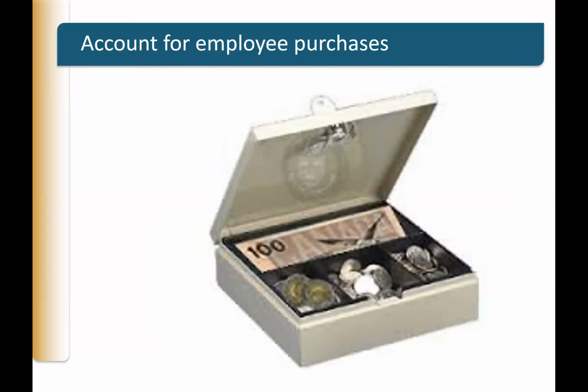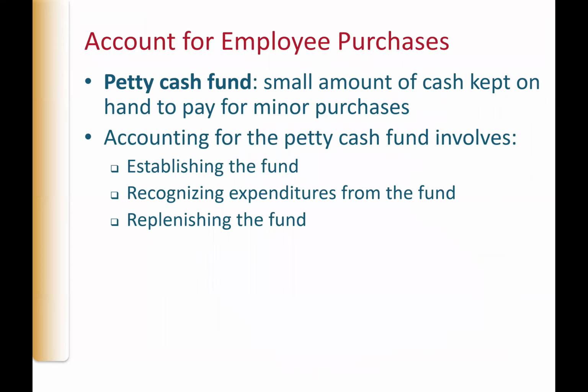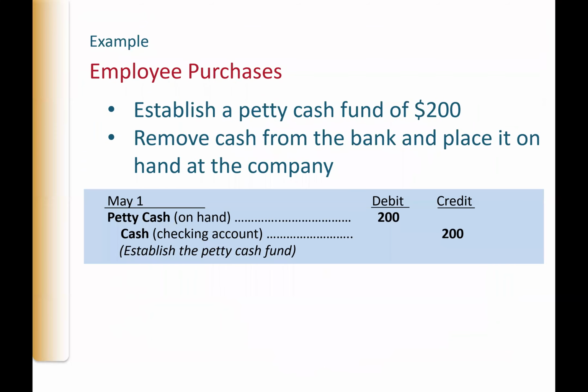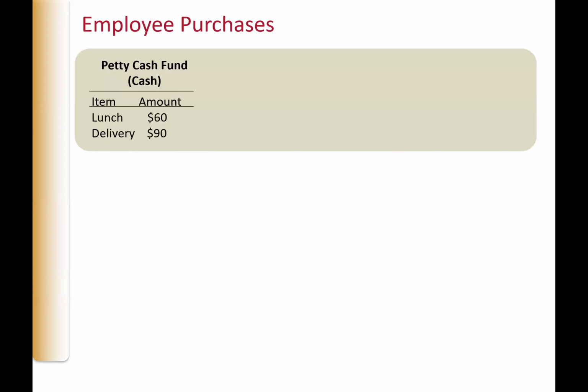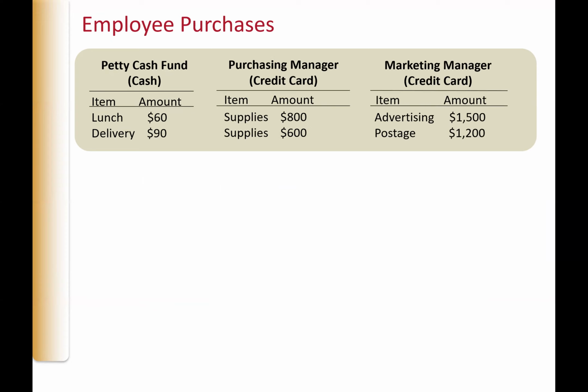oftentimes companies keep a petty cash for small purchases. So basically, in the accounting for it, we establish it initially and then we replenish it. To establish a petty cash fund, we would just debit our petty cash and credit our cash. And then as items are utilized through the petty cash fund, we're going to need to record those to replenish.